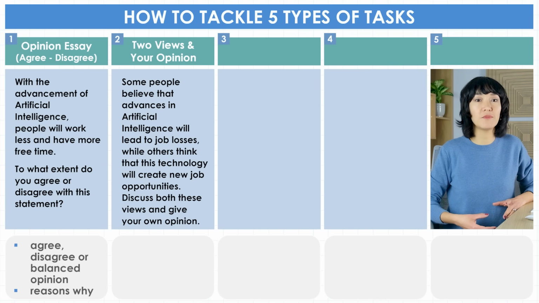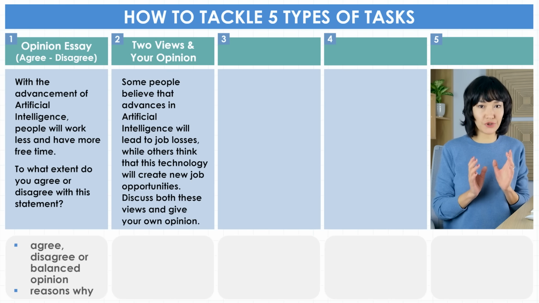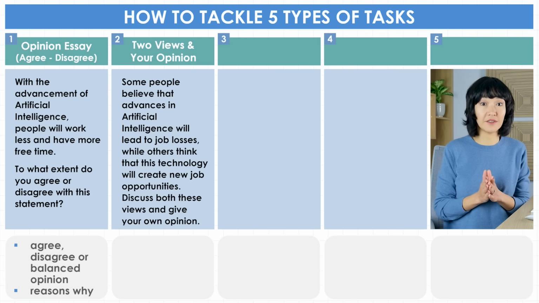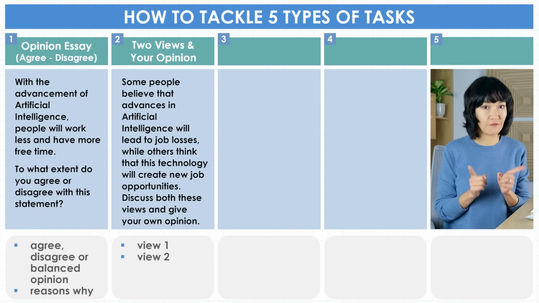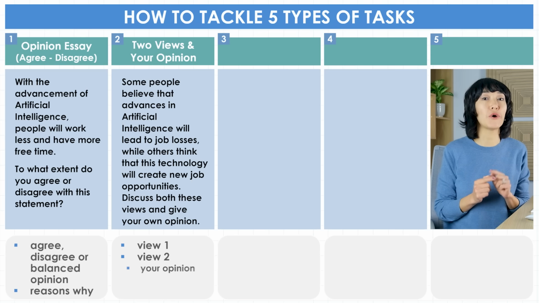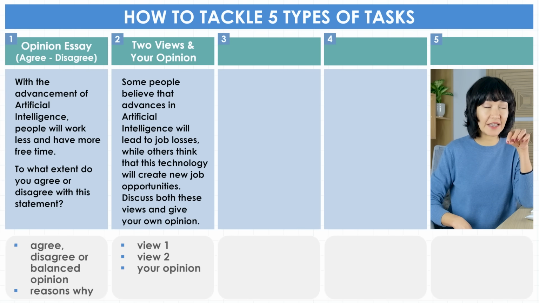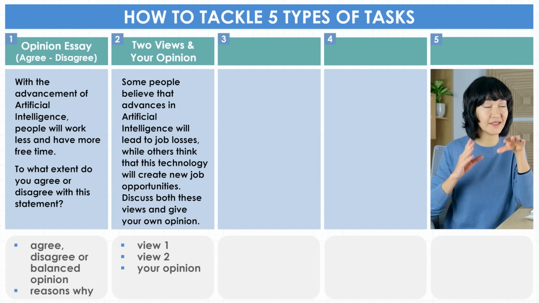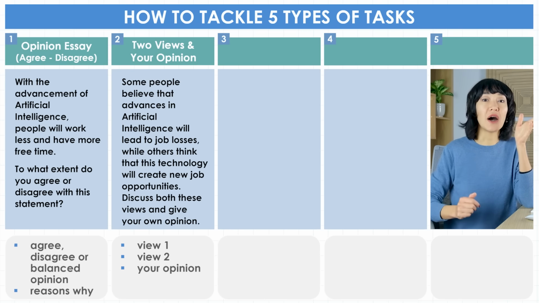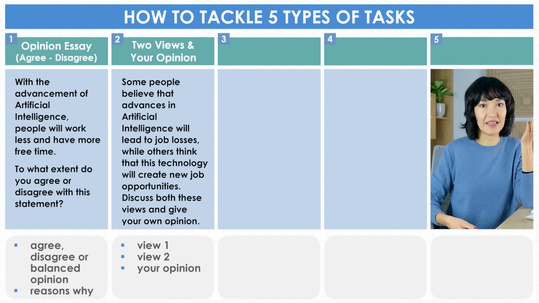This type looks a bit more complicated, right? Well, it gives you 2 opposing views and asks you to write about both views and give your own opinion. So it doesn't matter which view you agree with, you need to discuss both. And it should also be clear which view you agree with, or you have a balanced opinion. So far, what we can see very clearly is how important it is to have an opinion.